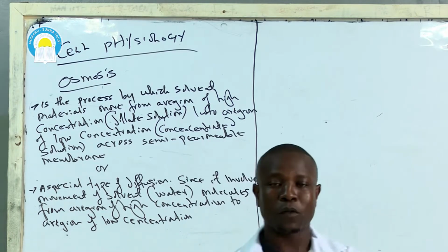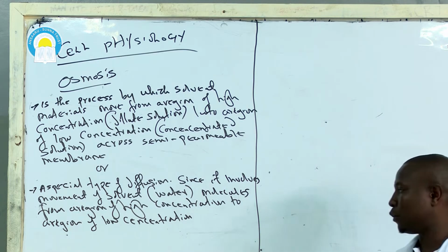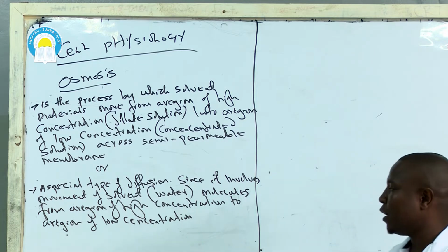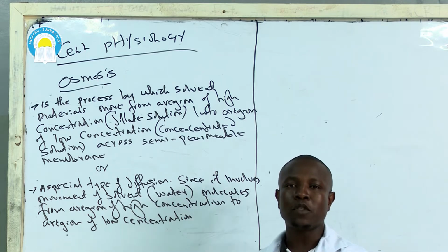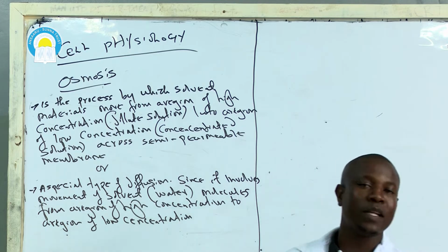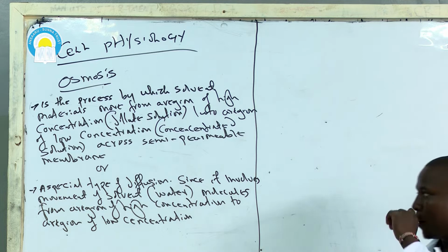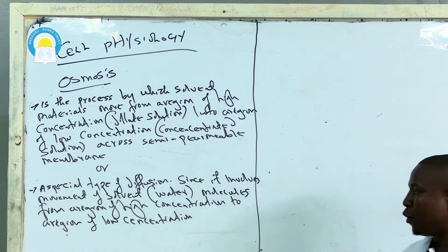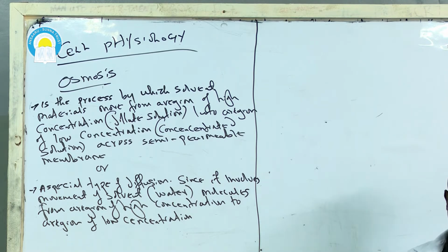So in short, for osmosis to take place, we must have two types of solution, whereby one solution is highly concentrated and the other is lowly concentrated. Water molecules are going to move from where they are highly concentrated to a region where they are lowly concentrated across a semi-permeable membrane. A semi-permeable membrane is one of the properties of a cell, and we can also use an artificial cell membrane. We use visking tubing.